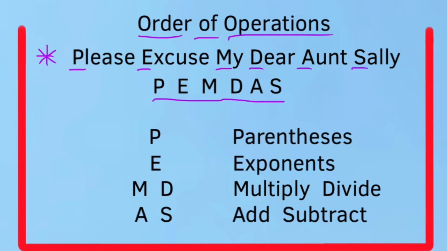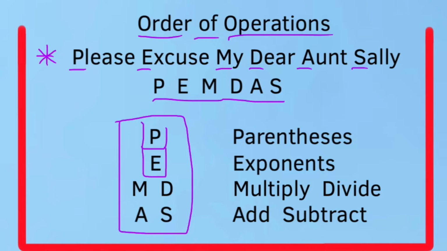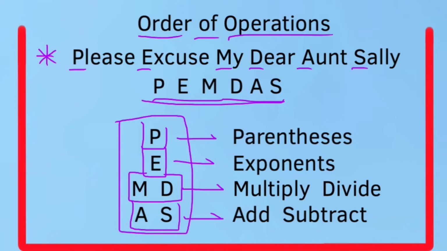PEMDAS. Now, as soon as the test starts, if I'm having a test on order of operations, I write this down. P underneath it, and E underneath that, M, D, and underneath that, AS. PEMDAS. Okay? P stands for parentheses, E for exponents, MD for multiply, divide, AS for add, subtract. Okay, here we go.